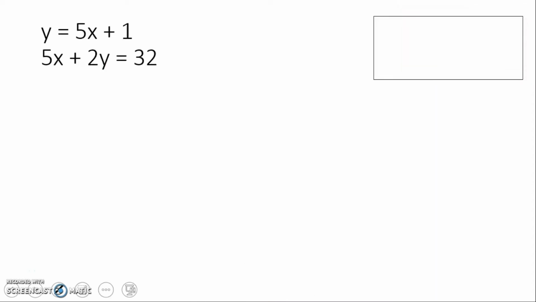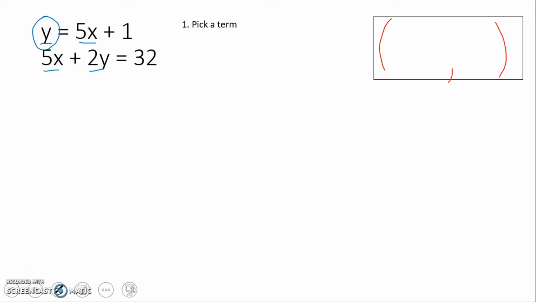Now before I even begin, I'm going to put in our answer box parentheses with a comma, just to remind us of what our answer is going to look like. Now the first step is going to be to pick a term. We could choose this y, this 5x, the other 5x, or the 2y. But I'm going to choose this y because it seems like it's going to be a little bit easier.